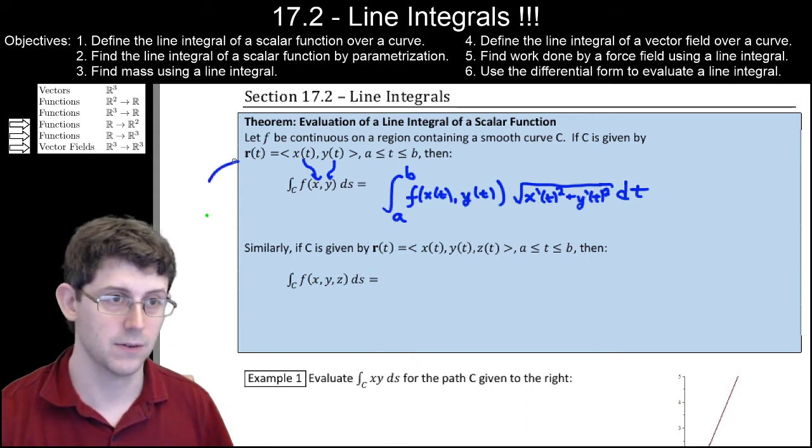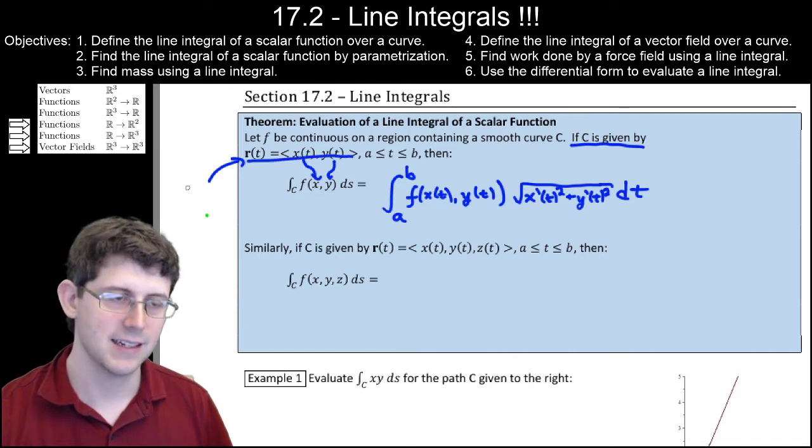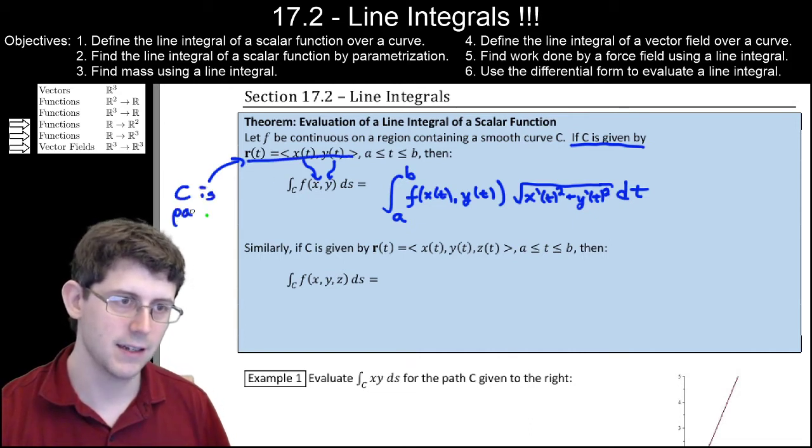So if C is given by this function, that's C parametrized.